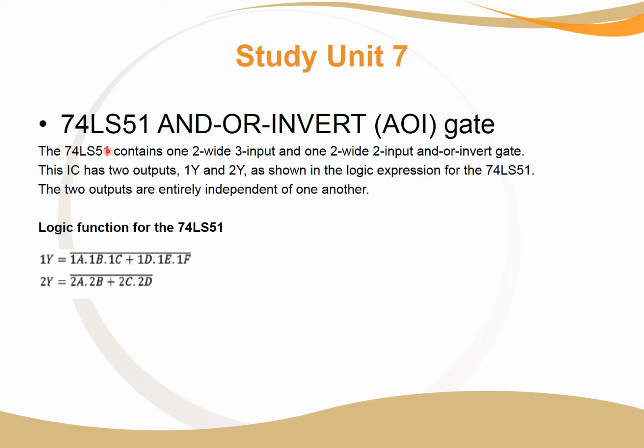And now you have your 74LS51 AND-OR-Invert gate, AOI, and it consists of a 2-wide 3-input and a 2-wide 2-input AND-OR-Invert gate. The IC has 2 outputs, 1Y and 2Y, as shown in this logic expression. These 2 outputs are entirely independent from one another. So this is the expression for the one output, and this is the expression for the other output. So you have 2 outputs.